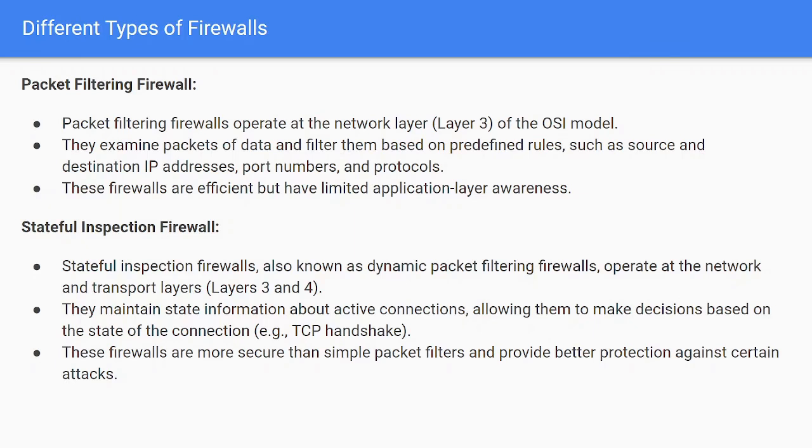So they examine packets of data and filter them based on predefined rules, such as source address, destination address, port number, protocol, you understand. So packet filtering simply means that this firewall will check the individual packets, which usually happens in the network layer. It examines and filters them based on destination address, source address, port number, protocol.